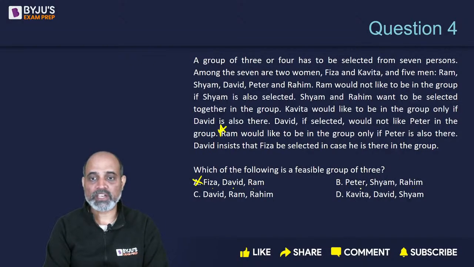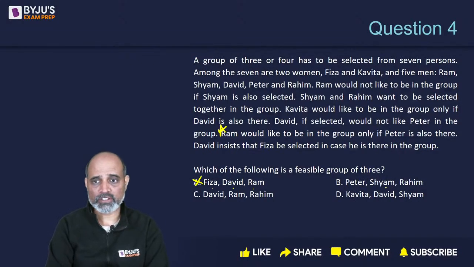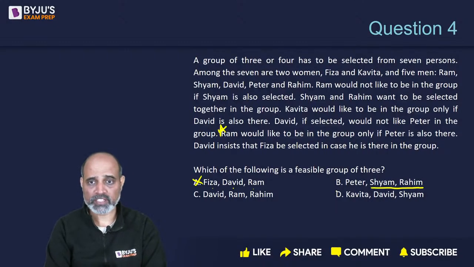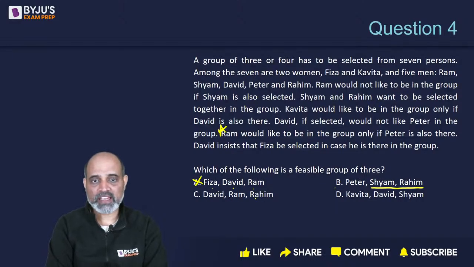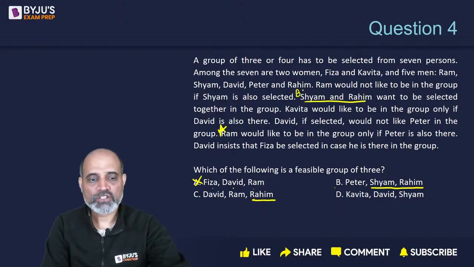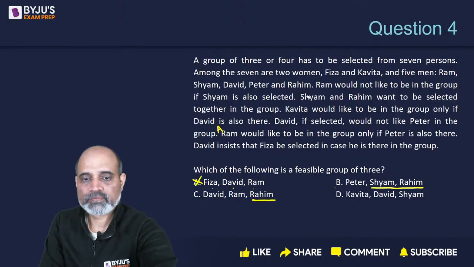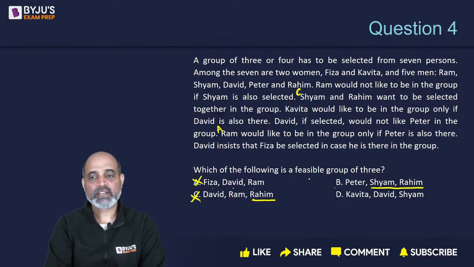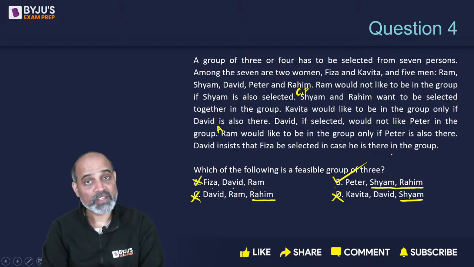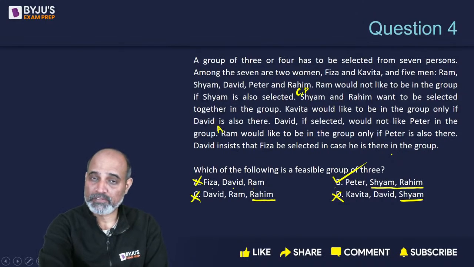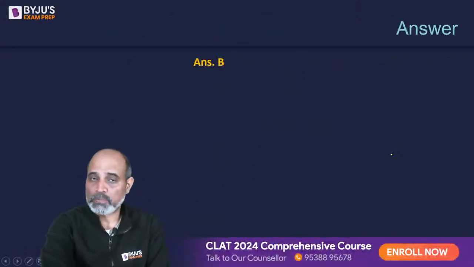Next, Peter, Shyam and Rahim. So Peter is there. Ram is like, I will not come along. Shyam and Rahim, they have to be together. So this makes sense. See, David, Ram and Rahim. If Rahim is there, Shyam is missing, right? Shyam and Rahim need to be together. So because of this particular condition, sorry, not B, C, C gets eliminated. Same logic, Shyam is there, Rahim is missing. So because of this particular condition, D also gets eliminated. Again B. Coincidentally, we have been having B option only, right?